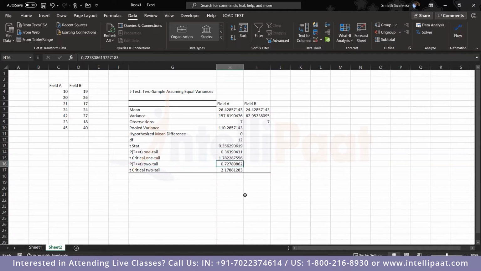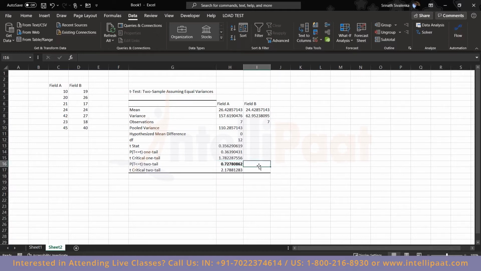So the probability that I would commit a mistake if I reject my null hypothesis is 72%. So what happens now? Should I reject the null hypothesis or should I stick with my null hypothesis? You stick with your null hypothesis. You don't reject your null hypothesis. You cannot reject your null hypothesis, because if you reject it, the chance that you would be committing a mistake is 72%. This is the value that you need to be looking at. So there's no way you can reject your null hypothesis.